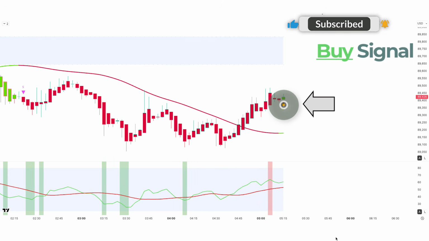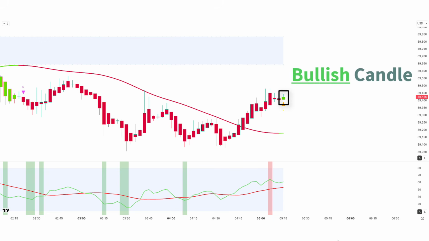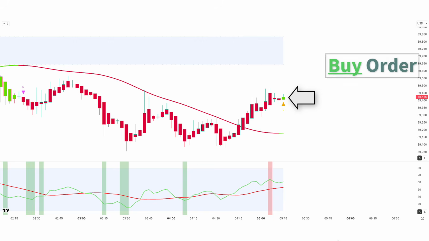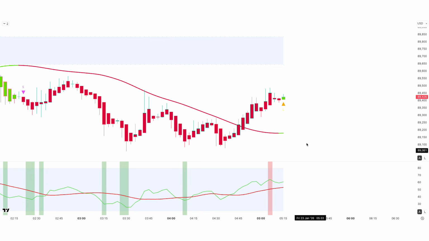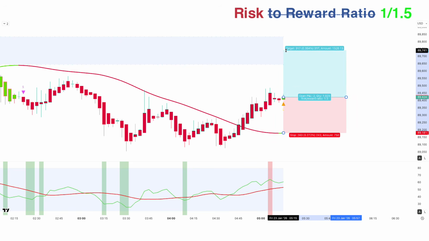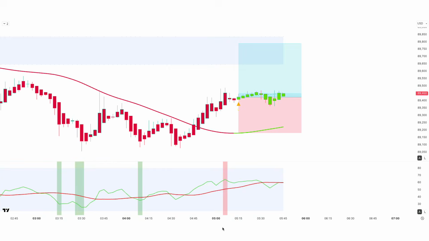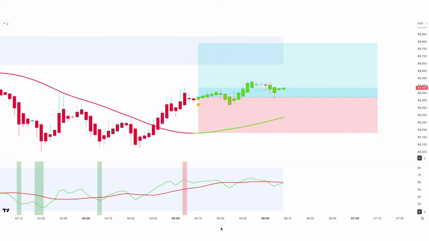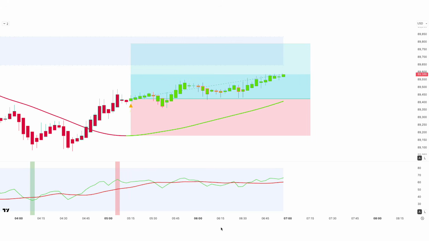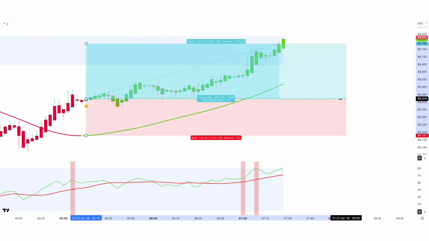When the PA Adaptive Hull Parabolic label up of this indicator is a buy signal, when the green line of 5-in-1 RSI should be above the red line, and when the market forms a bullish candle. If this condition is fulfilled, then we will place a buy order. Our stop loss is to be placed at the green line, and the risk to reward ratio will be 1:1.5. The market has completely hit the target.